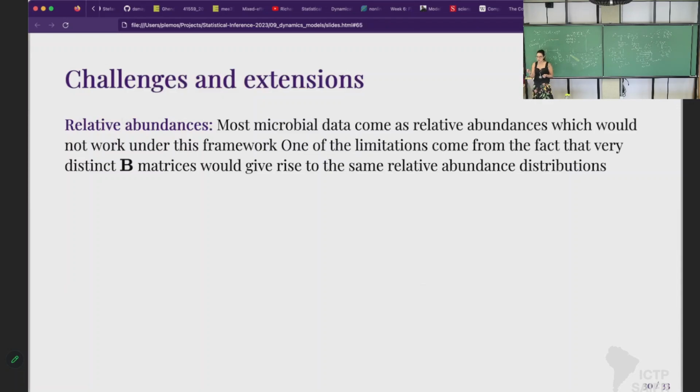One of them, like I was saying, is with microbial data. The problem is that some of the microbial reads come as relative abundances, and this kind of approach would not work if we're dealing with relative abundances. This is because you're basically dividing x_k by the sum of all x_l, and then you get a measure of the relative abundance. When you're working with relative abundances instead of absolute abundances, when we're finding this matrix B, you can have very different matrices that give you the same prediction. This is one of the challenges that we're facing right now.